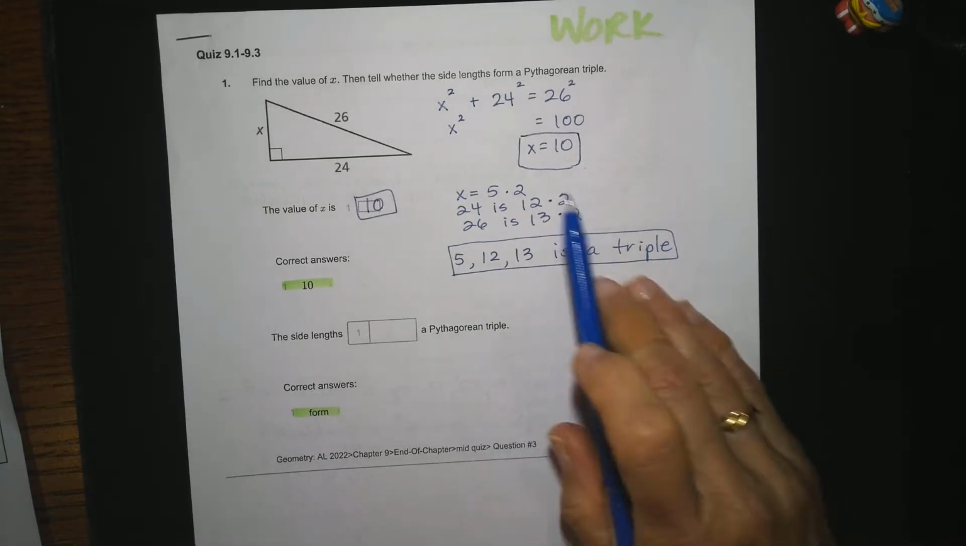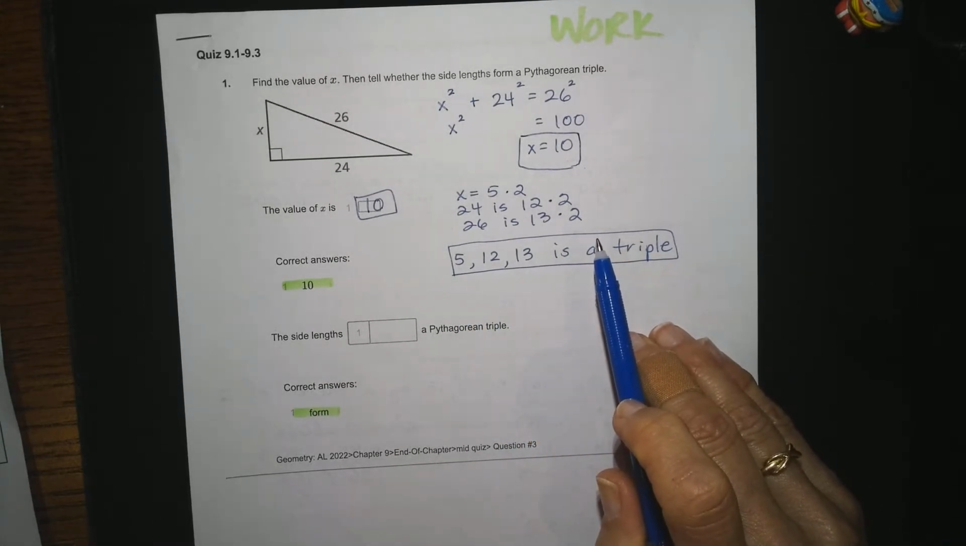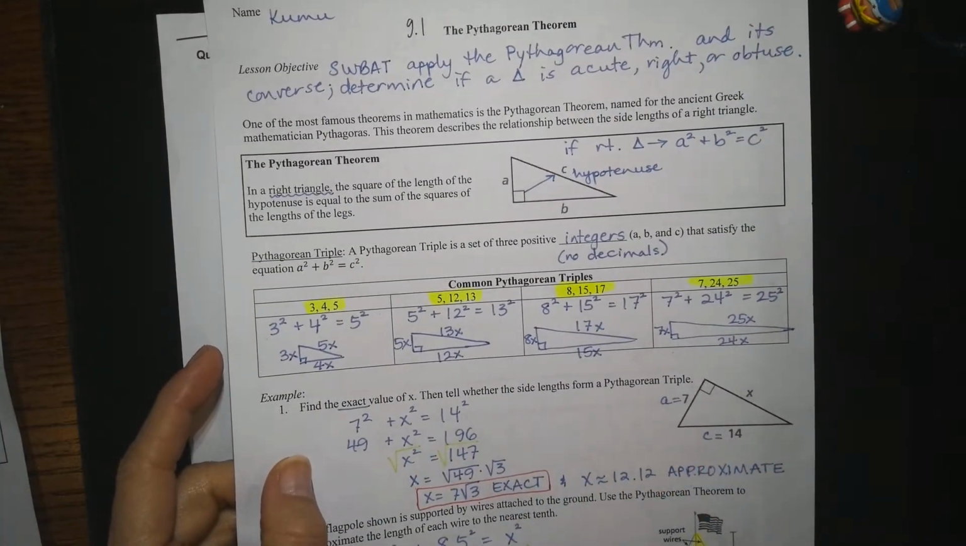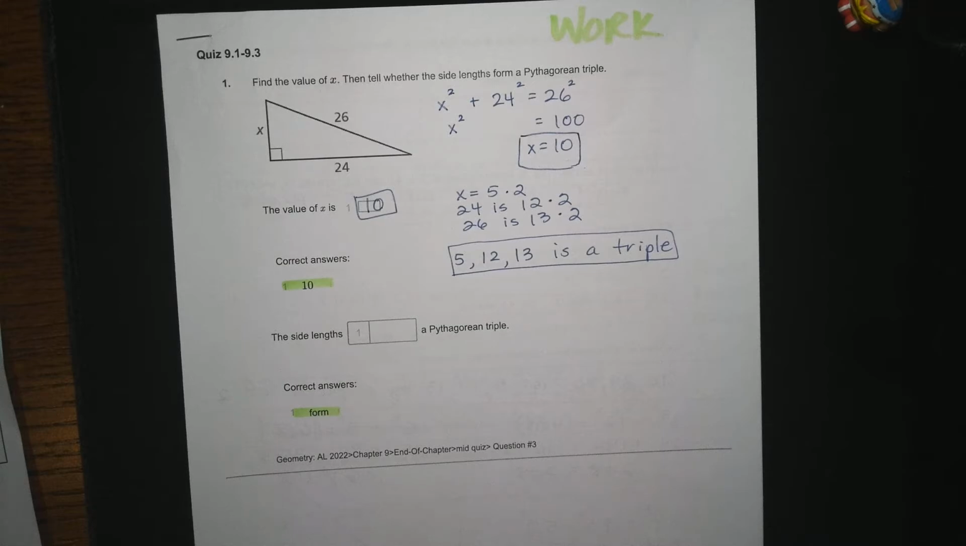So that's a ratio, okay? There's a lot more triples, but you need to be familiar with these 4 in particular. Those are the only 4 I will be putting on my quizzes. Questions? Okay, so put your hand up or unmute yourself if you do have a question.